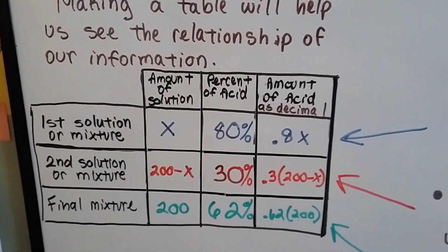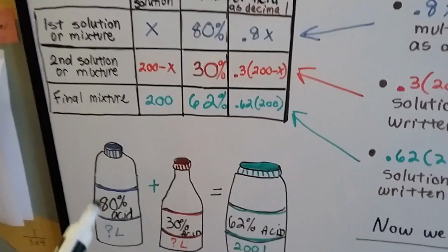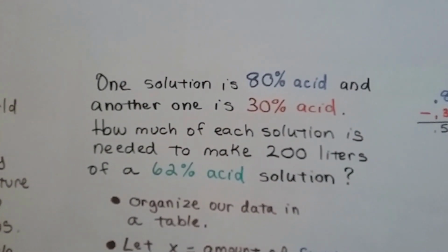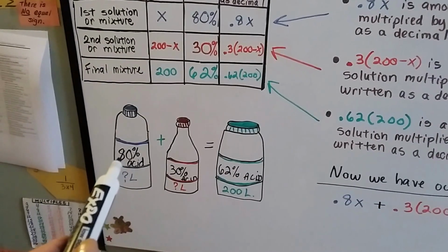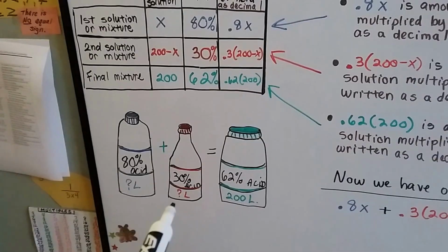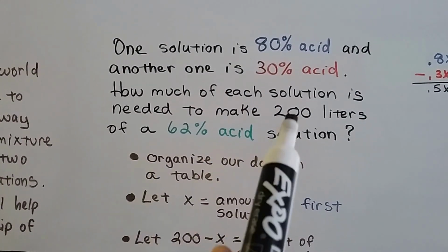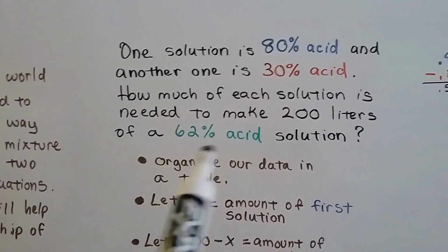Look at this information I've got on this table right here. You can see how I used colors to help me fill it in. I also drew pictures to help me. So here's our problem, and this is why this is written here. I'll show you. It says one solution is 80% acid and another one is 30% acid. Here's the 80% acid one and here's the 30% acid one. And it says how much of each solution is needed to make a 200-liter jar of 62% acid solution.